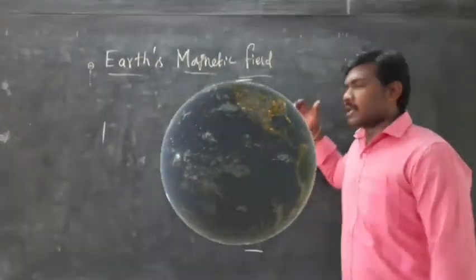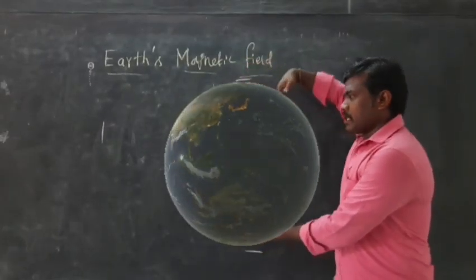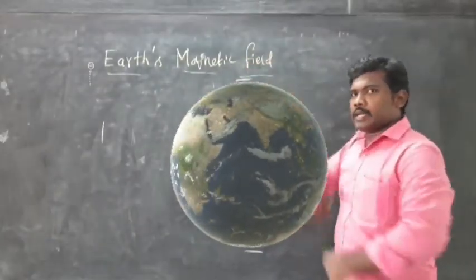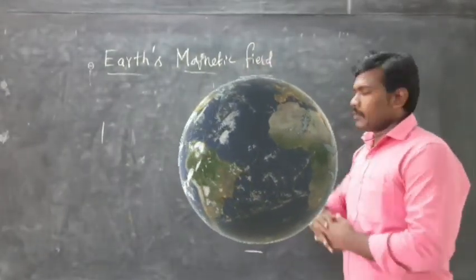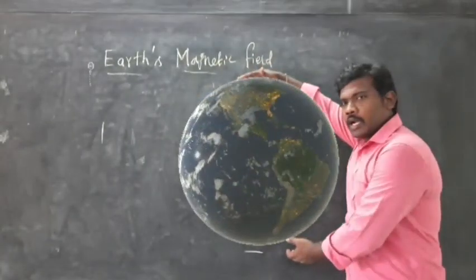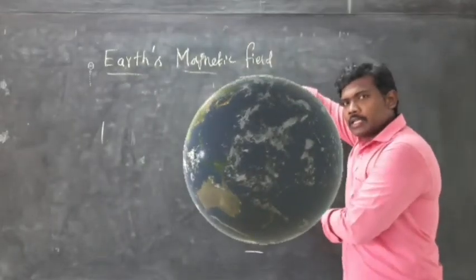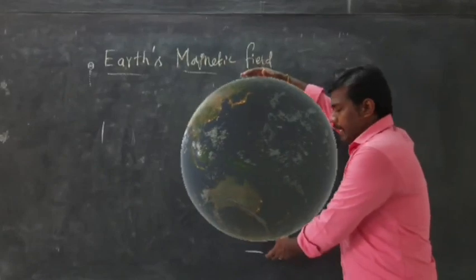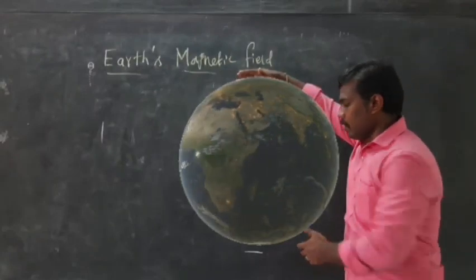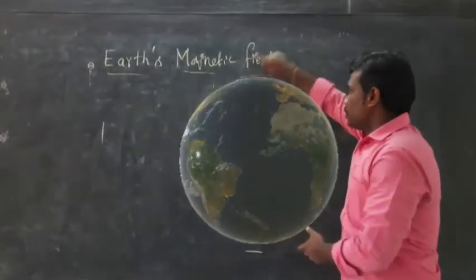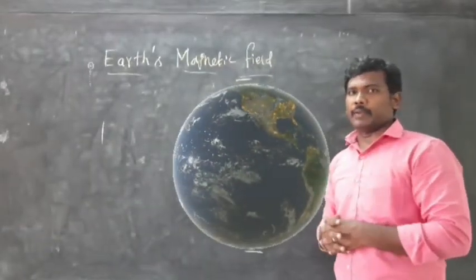See this one, my dear students. This is our earth. The earth is self-spinning about its axis, and now the topic is the earth's magnetic field. We can say this portion is the north pole and this one is the south pole. So the earth is spinning by itself. The earth's magnetic field originates at the north pole and terminates at the south pole. So it travels from north pole to south pole. That is the direction of the earth's magnetic field.